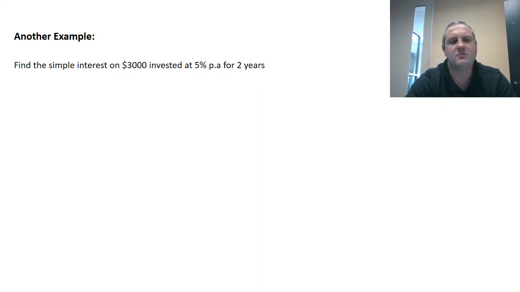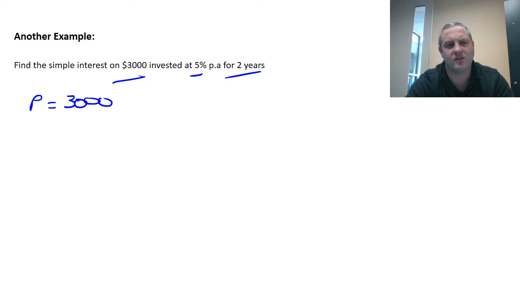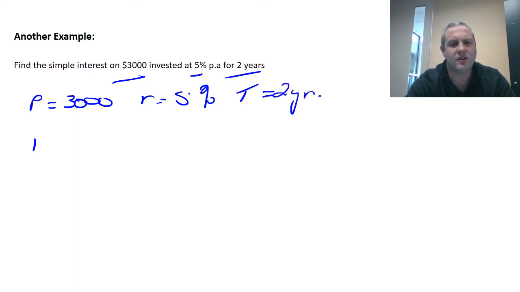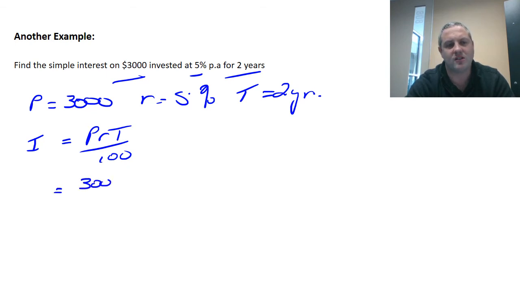Just for another example, same sort of question. Find the simple interest on $3,000 at 5% for 2 years. So again, write out the things you need to know. P equals $3,000, R equals 5%, and T equals 2 years. That means we're going to invest that for 2 years. Now we're going to use our formula, PRT over 100, and substitute the same things in. So 3,000 times 5 times 2, divided by 100.